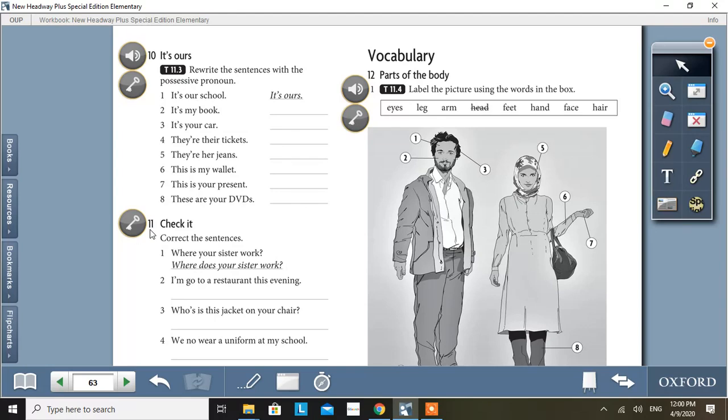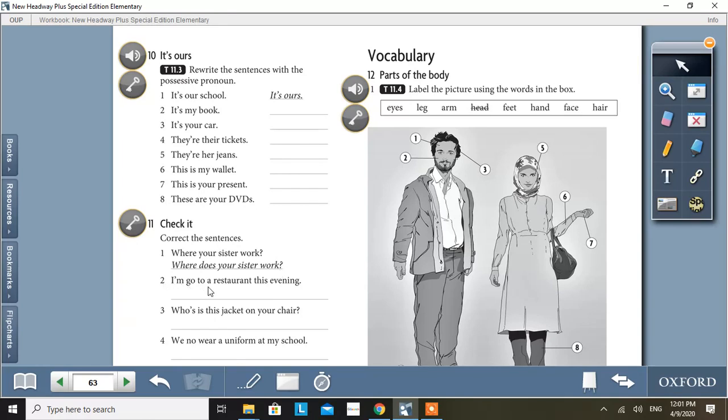Now, activity 11, page number 63. Check it. Correct the sentences. Number one, where your sister work? Where does your sister work?